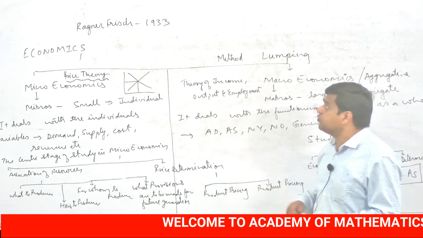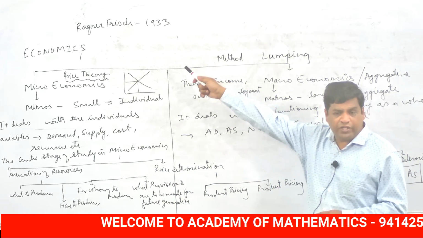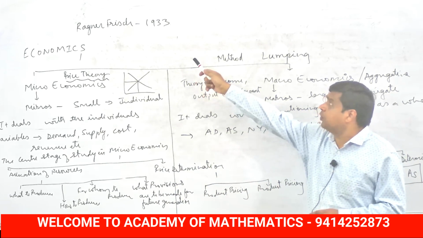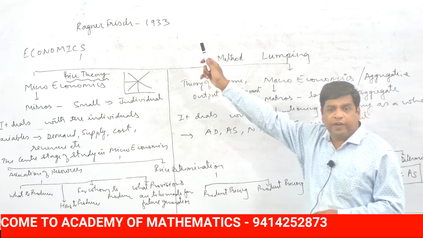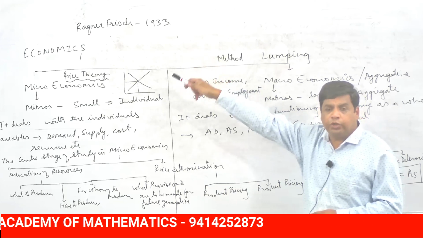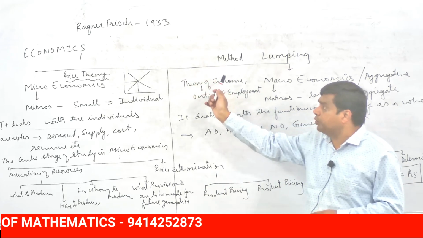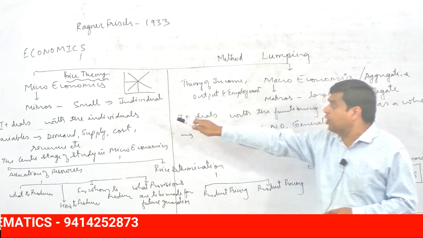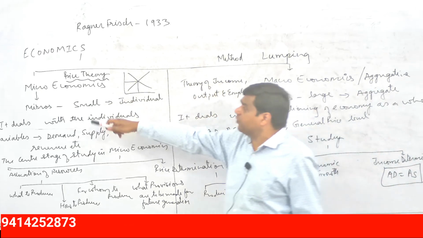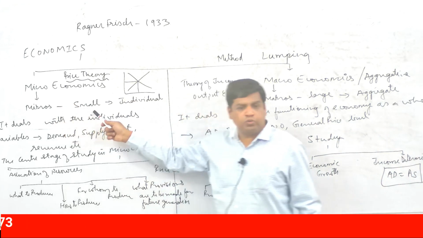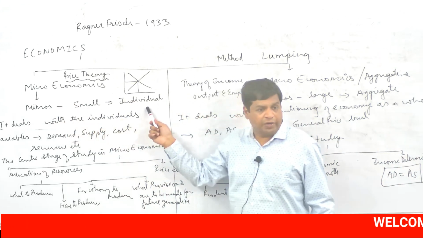So these are, we can say, the two main branches of economics, microeconomics and macroeconomics. These two branches were divided by Ragnar Frisch. He divided the working of economics into two branches, micro and macro. The meaning of microeconomics is, micro is derived from the Greek word mikros, which means small. Therefore, it deals with the individual.